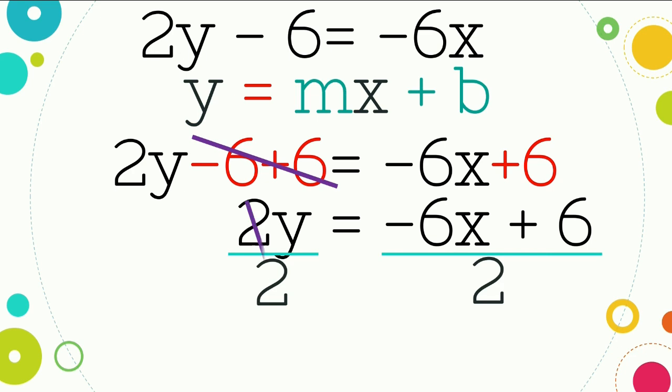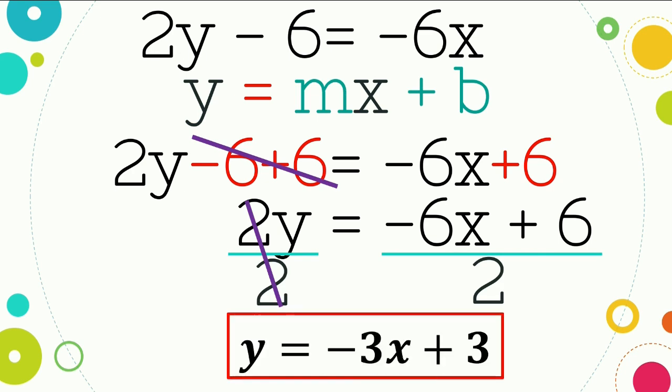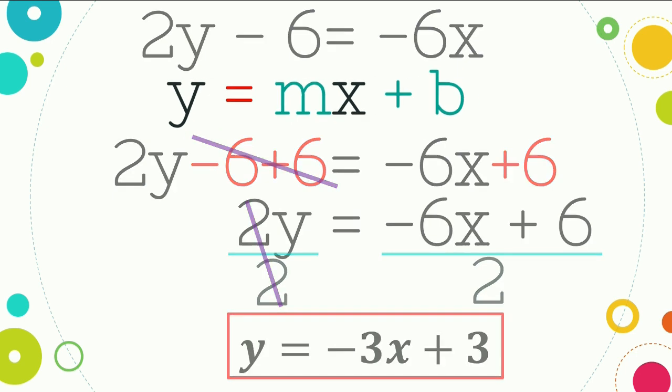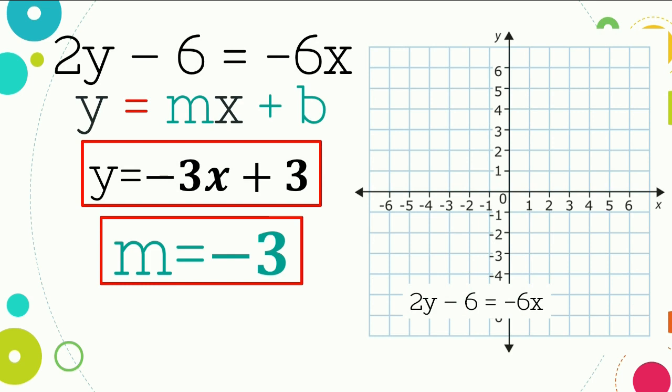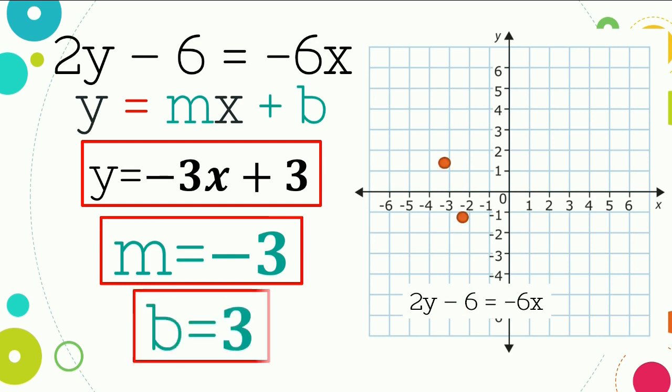2y divided by 2 is y. And negative 6x divided by 2 is negative 3x. 6 divided by 2 is positive 3. Therefore, we will have y equals negative 3x plus 3. Then, obtain our slope, which is negative 3. And our y-intercept is 3 or positive 3.